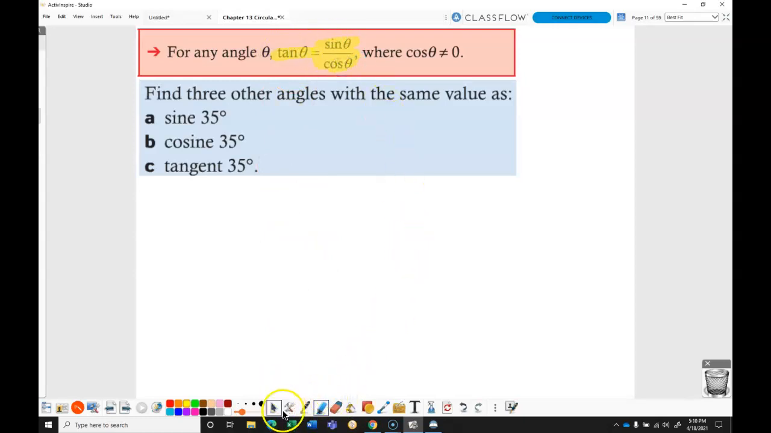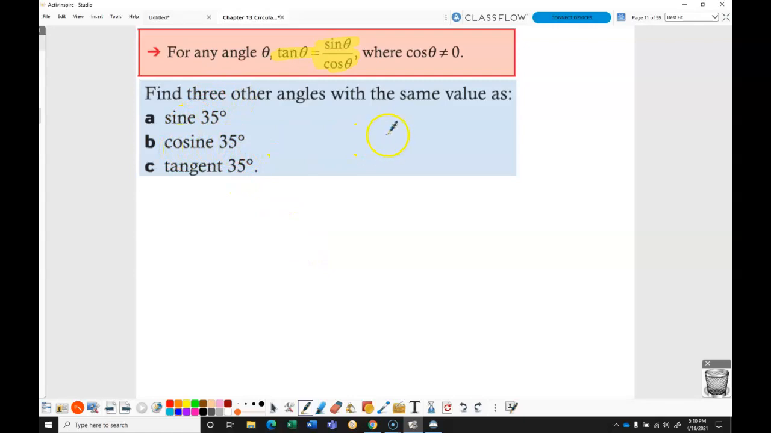When I did the cosine of 35 degrees, I recognized that that's the x-coordinate. So the other x-coordinate that has the same sign is in the fourth quadrant. So along with 35 degrees, negative 35 degrees would work. 325 degrees would work. And negative 325 degrees would work.